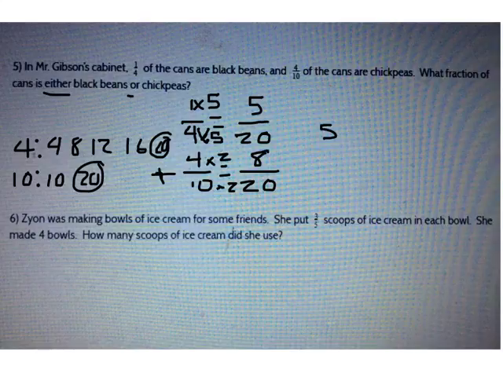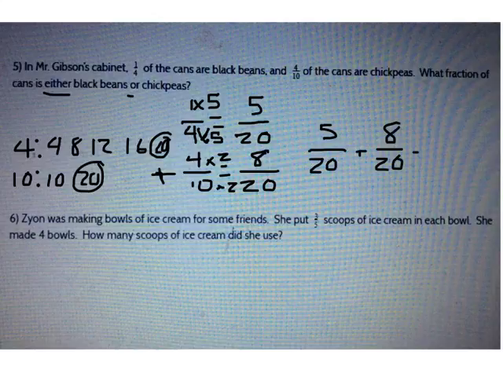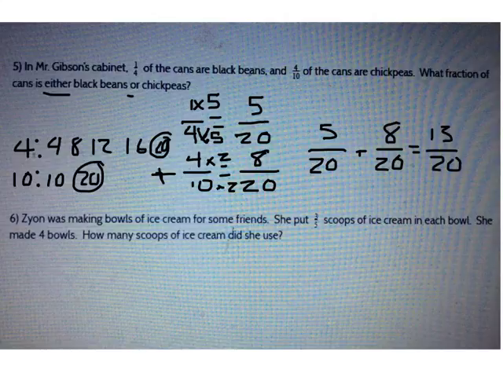Now I can add. What's 5 twentieths plus 8 twentieths? It's 13 twentieths. 13 twentieths of the cans are either black beans or chickpeas.